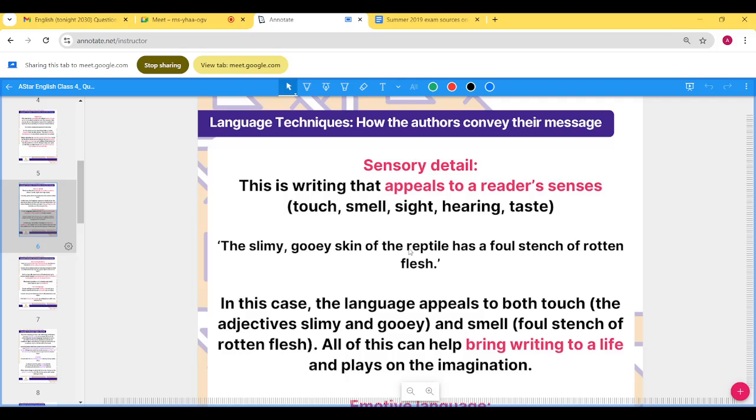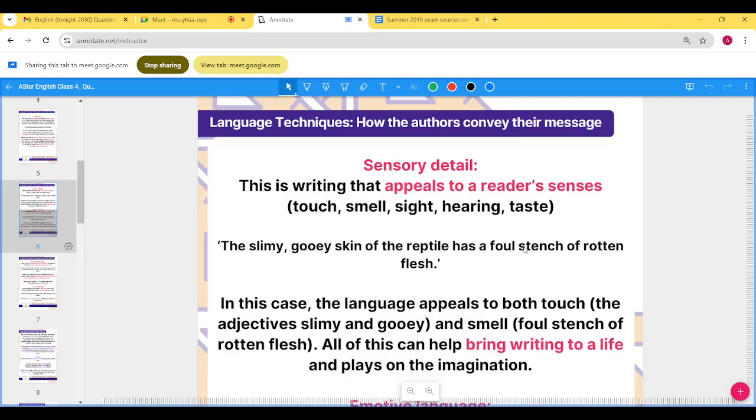Not just what they can see, which is very common, but equally imagining what they could touch, the smell being described, things you can hear, potentially things you could taste. We've got here the slimy, gooey skin of the reptile and has a foul stench of rotten flesh. So slimy and gooey are both words you can visualize, but also you can think of a touch, that horrible slimy texture as well. So it plays to the two areas there. And equally, we've got smell, the foul stench of rotten flesh.